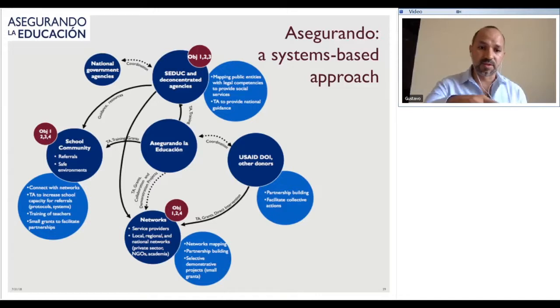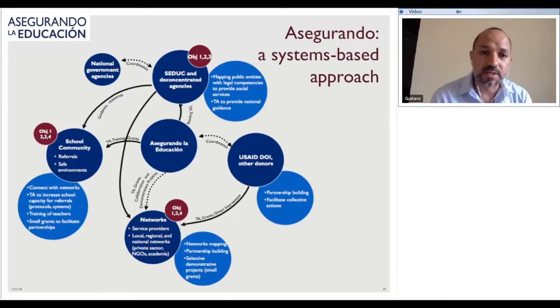We work with, if you see at the bottom where it says networks, that's basically the surrounding community and other key stakeholders in the community. So we strengthen the relationship between school and their communities. We try to build what we call a social asset network so that schools and communities have a closer relationship, and we identify what may be service providers for specific cases of violence or because of trauma or needs for mental health, and the purpose is obviously to support education processes.